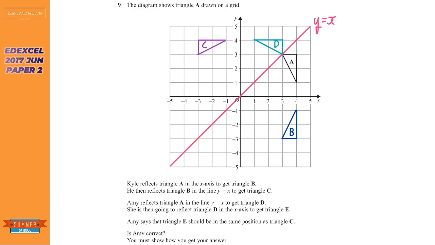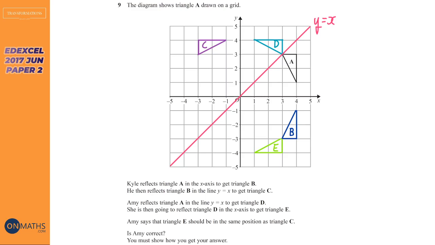She's then going to reflect triangle D in the x-axis to get triangle E. So in the x-axis, and again we're going to do this by counting, so 1, 2, 3, 1, 2, 3, and so that point will be there, and then that one will go there, and then that one will go there. Yep, looks good, and that's going to be triangle E.